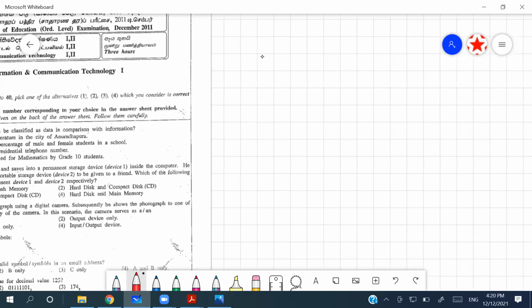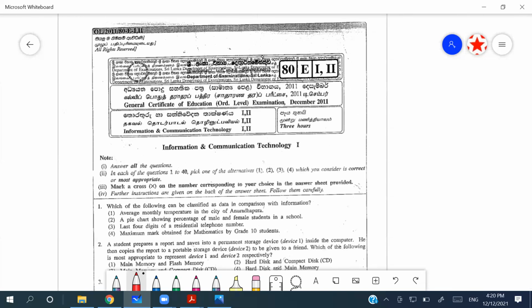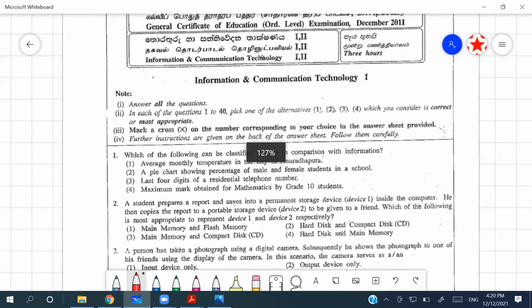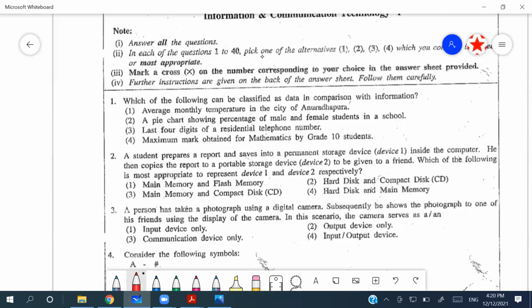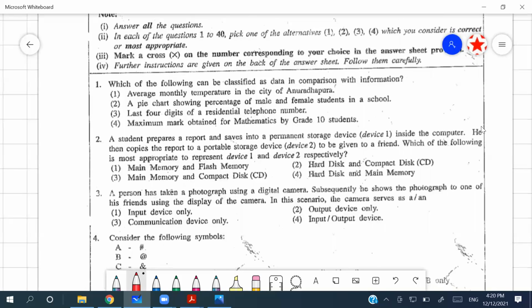Here we go. So the second one. It says a student prepares a report and saves it into a permanent storage device, device 1, inside the computer. He then copies the report to a portable storage device, which is device 2, to be given to a friend. Which of the following is most appropriate to represent device 1?